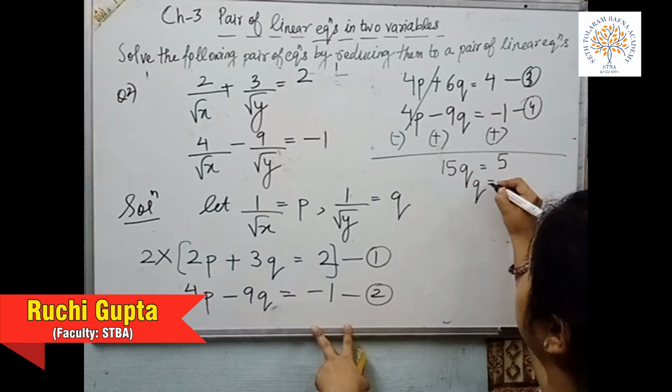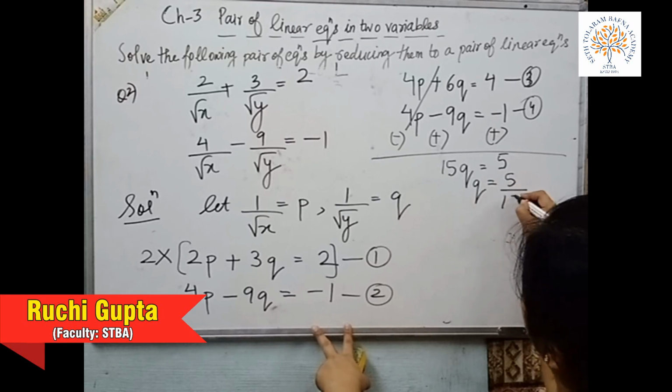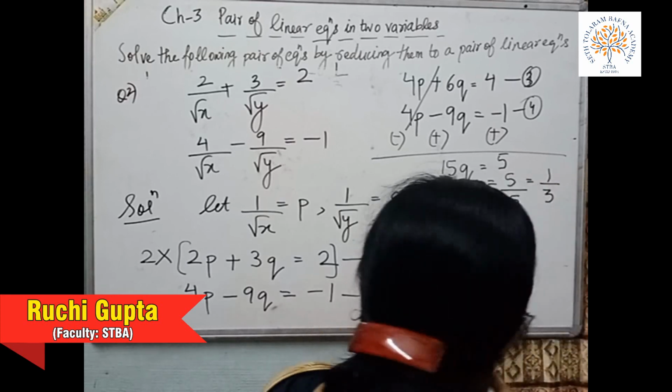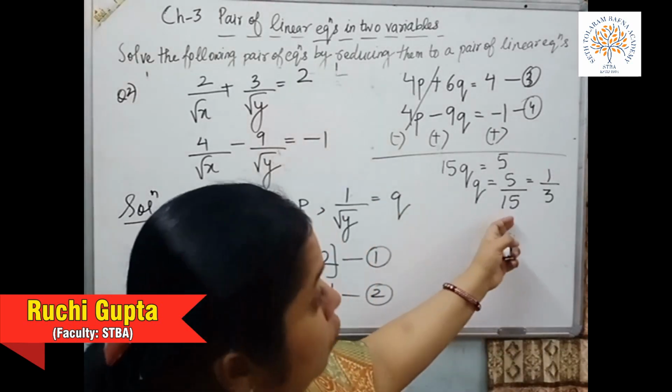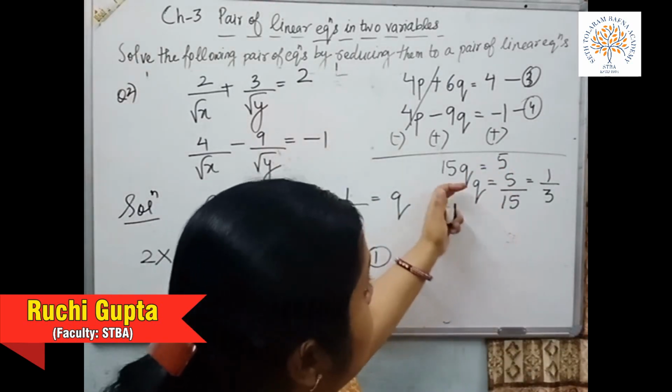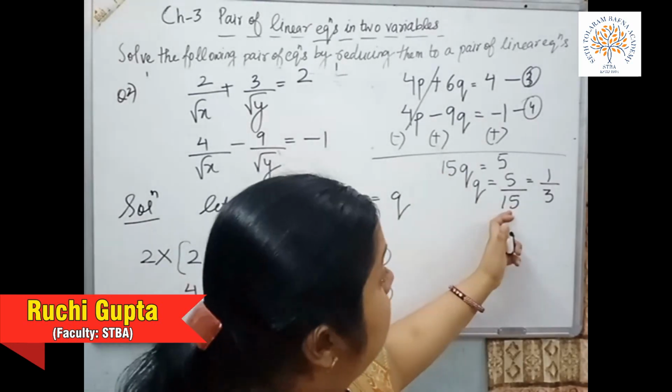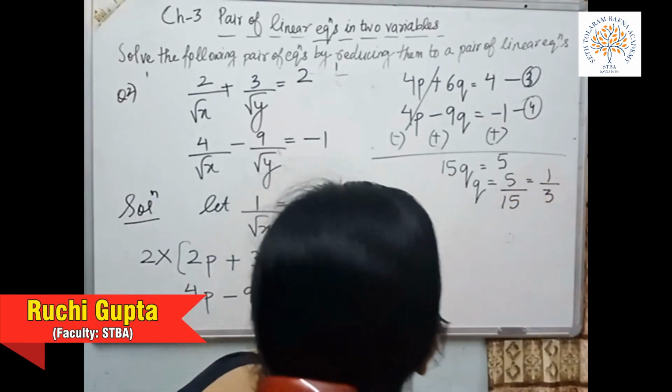So what is Q? It is 5 upon 15. It is 1 upon 3. So don't make that mistake. Don't write 15 upon 5. Okay. 15 is multiplied with Q, so it comes in the denominator. Its value is 1 by 3.